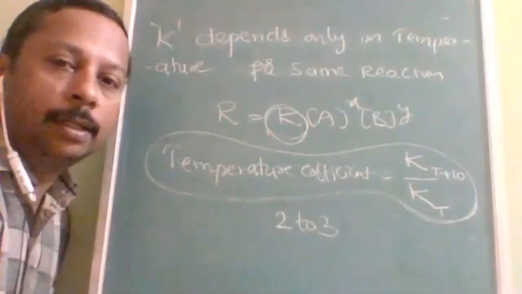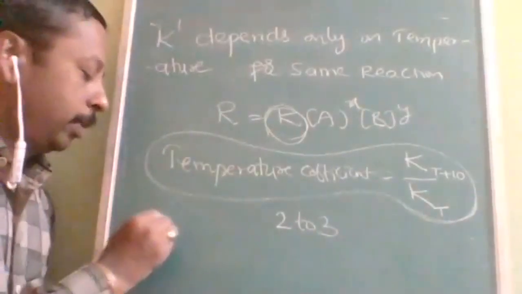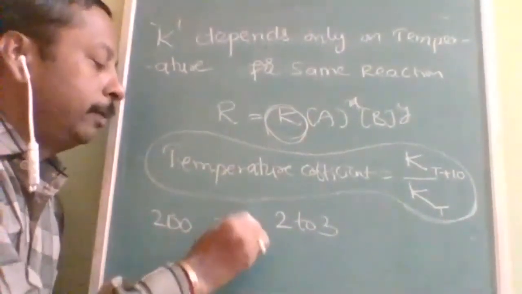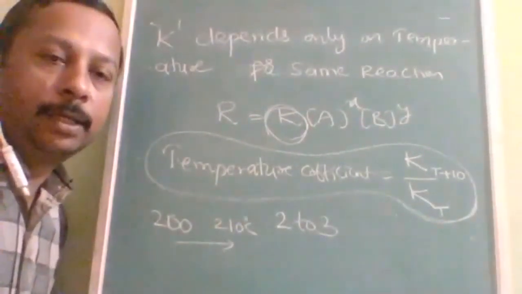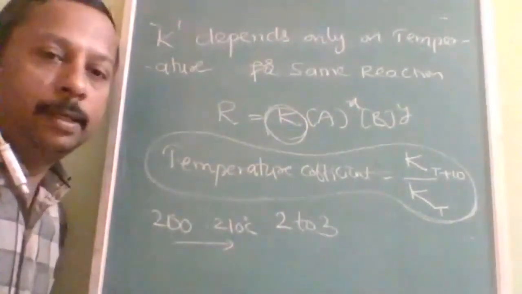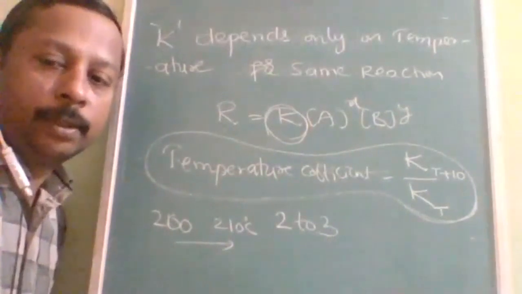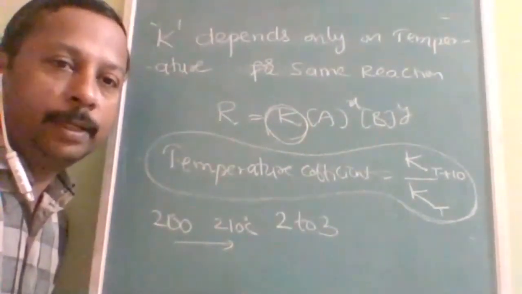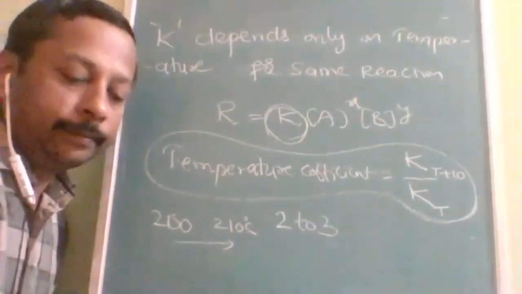Suppose the temperature coefficient is 2. So at 200 to 210, if I change, then the rate of reaction will increase how many times? 2 times. If the temperature coefficient is 3, then this increase will improve the rate of reaction by 3 times. So that is the power of temperature. It can increase by 2 times, 3 times. Okay, is it understood? Any doubt about this?